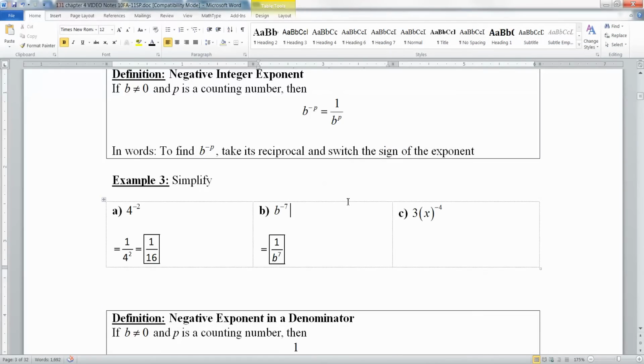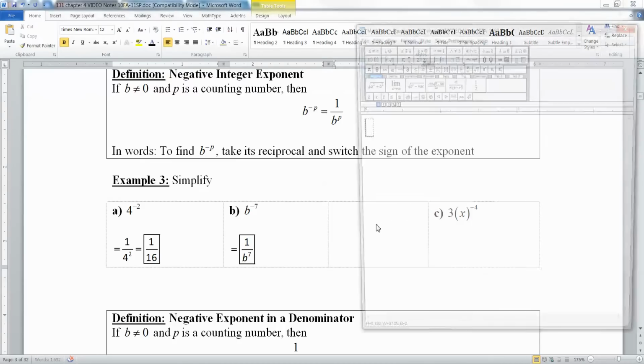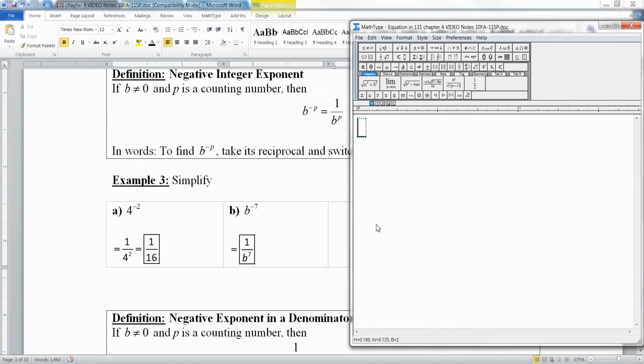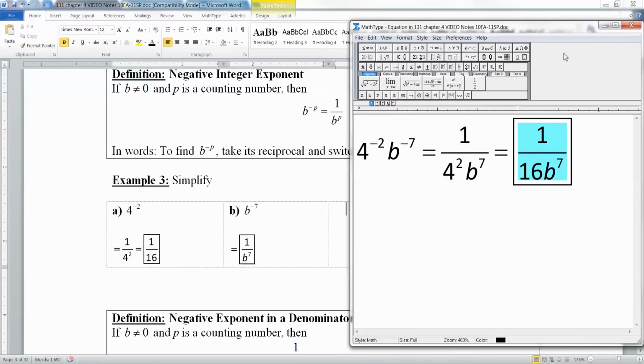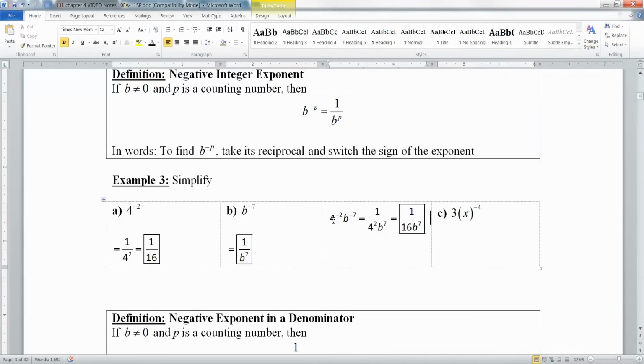You know, for the heck of it, let me throw in another example here. Let me make up one. What if it had been, for the sake of it, 4 to the negative 2, b to the negative 7? Well, then all you do is flip both of them. So you say, oh, okay, that's 1 over 4 to the 2, b to the 7, which is 1 over 16, b to the 7, like that. Okay, so throw that extra example in there just so you can see what happens when they're both like that.